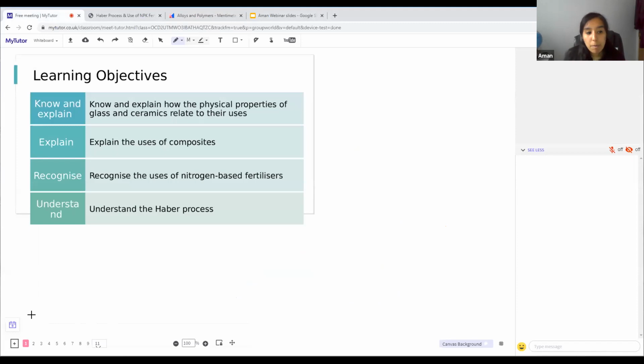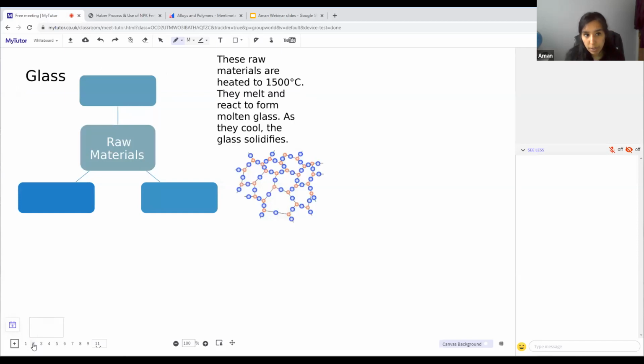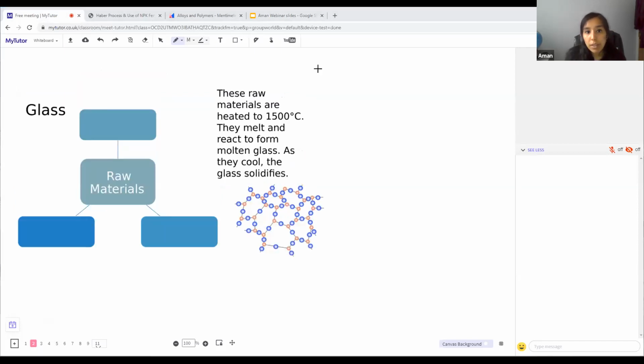Remember I said today we're looking at glass and ceramics, composites, and then the Haber process with regards to fertilizers. So let's start off with glass. Does anyone know what glass is made of? Anyone that's just joined, welcome. Does anyone know what glass is made of?